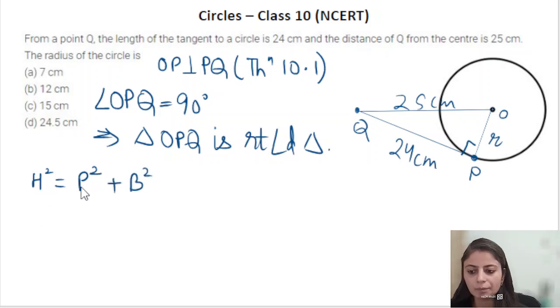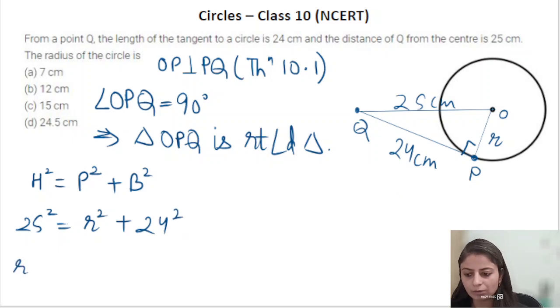So what's my hypotenuse over here? So hypotenuse is the side opposite to the right angle. So my 90 degree angle is here and the side opposite to this angle is 25. So hypotenuse is 25. Now what's my perpendicular? My perpendicular is OP, which is r. And what's my base? Base is 24. So I'll write 24 square over here.